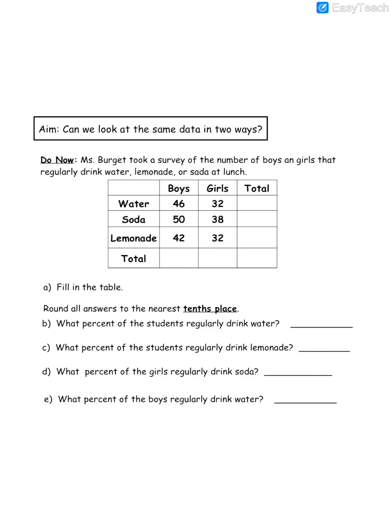Can we look at some data in two ways? So basically what we're doing is we're looking at something that's called a two-way frequency table. So let's take a look at the example. These are brand new to you. Miss Burgett took a survey of the number of boys and girls that regularly drink water, lemonade, or soda at lunch. So I'm looking at all my typos in here. This should say and.